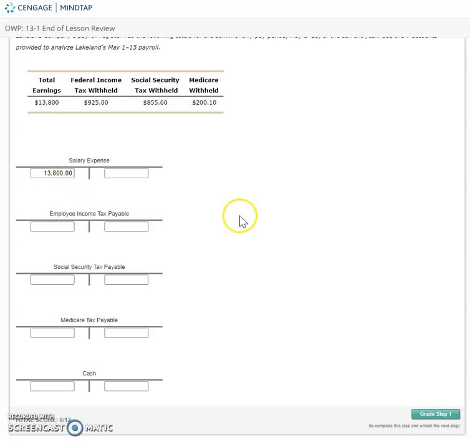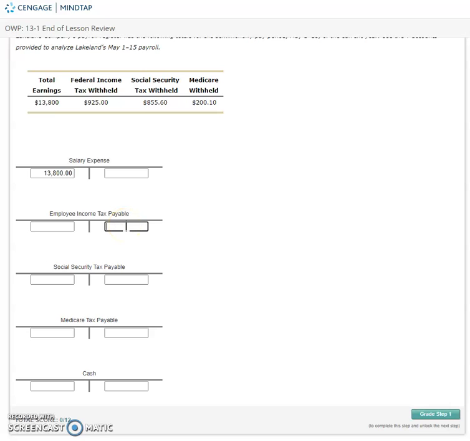Okay, then I'm going to credit my payable accounts because at this point they are liabilities. We have not paid out those liabilities to who they go to. We are just simply holding on to that money. We're withholding that money from the employee so that we can pay the government later. So employee income tax payable, remember that one is our federal income tax. This is the big one that changes its name a lot, I would say, compared to the other ones.